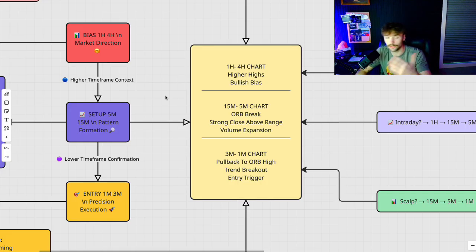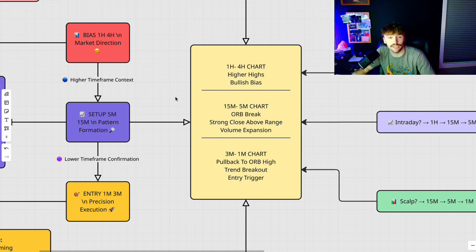Are we looking bearish? Are we looking bullish? Do we have draws of liquidity? Did we sweep liquidity last night? All of that kind of stuff, right? Then I switch down to the 5 to 15 minute when market opens. We're establishing our ORB. We want to see that ORB break. And then we want to see if we're actually getting an expansion move higher.